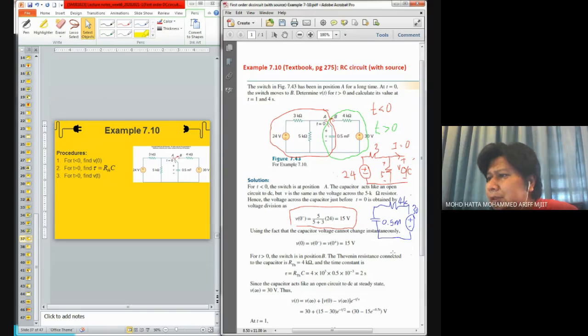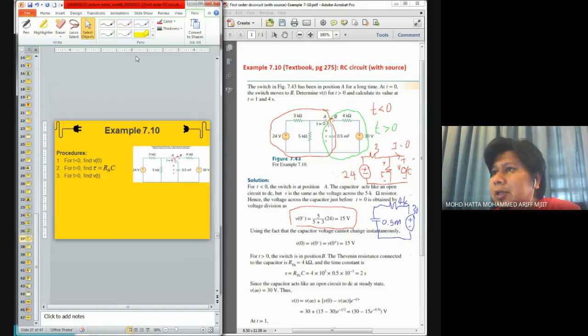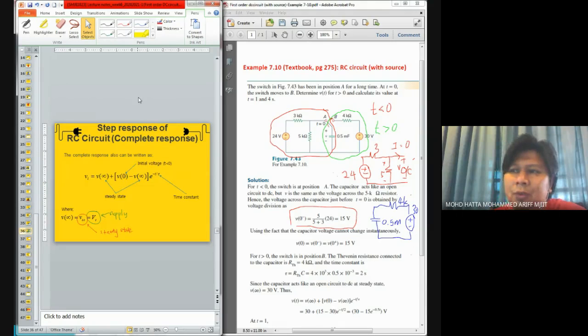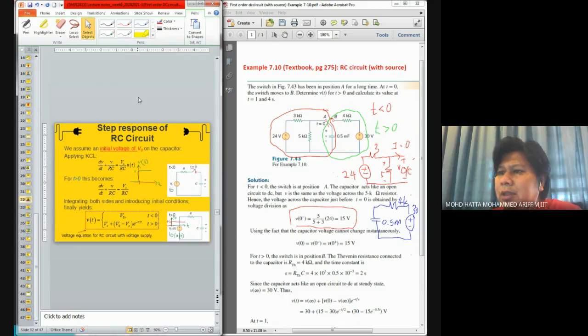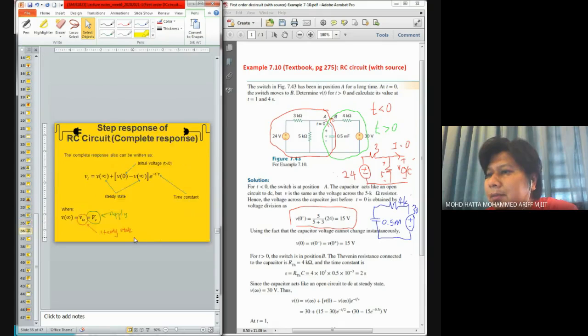Why is this important? Because we try to use that kind of circuit arrangement in order to use the equation that we saw earlier. So we need to have this kind of circuit arrangement in order for us to use this formula. This formula comes from this kind of circuit arrangement. We have voltage, resistor, and capacitor.